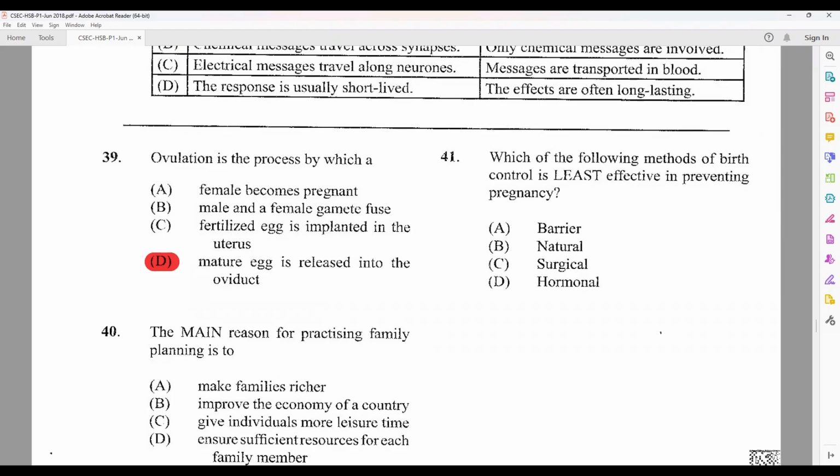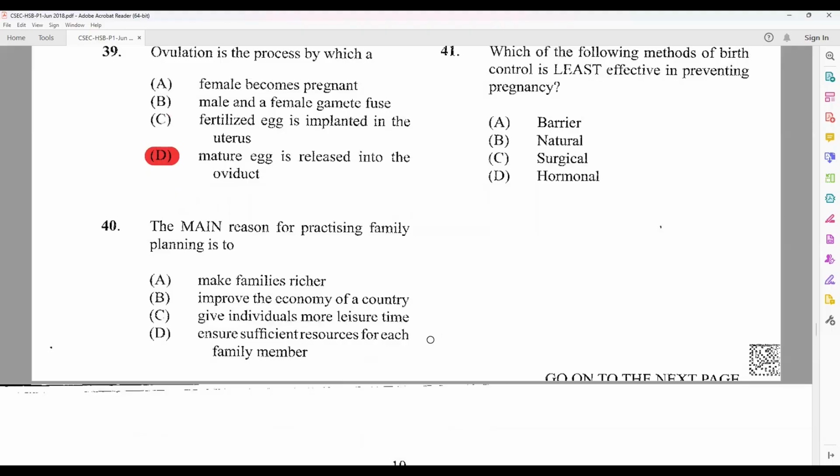Question 40. The main reason for practicing family planning is to ensure sufficient resources for each family member. Yeah? It's not to make the family richer. Remember, they asked you for the main reason.